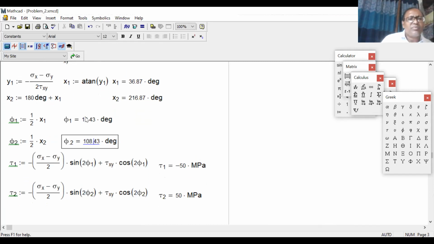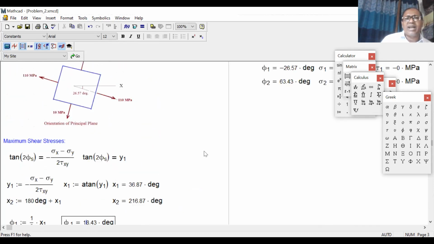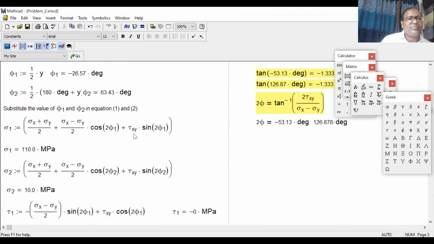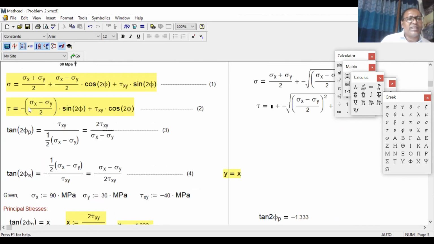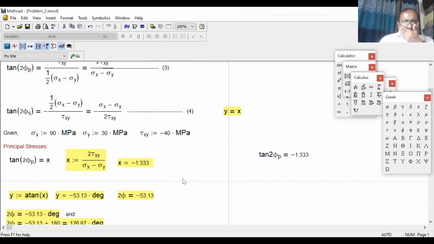Now you put phi 1 in the mother equation, in our tan equation. What is our shear stress formula? Shear stress formula is, your time is over, just bear with me 1 second. This will be the last problem. So we use this right over here, this formula.